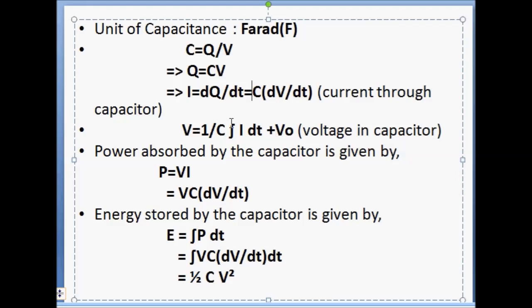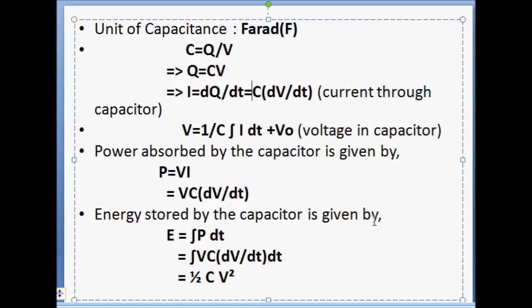Similarly, just by reversing the above equation, we can get the voltage expression in a capacitor, which is equal to 1 by C integration of current over a specific interval of time dt plus the initial voltage in the capacitor at time t equals to 0. Same power absorbed by the capacitor is the product of voltage and current is equal to V into C dV by dt. Here we just derived the expression for current through the capacitor.